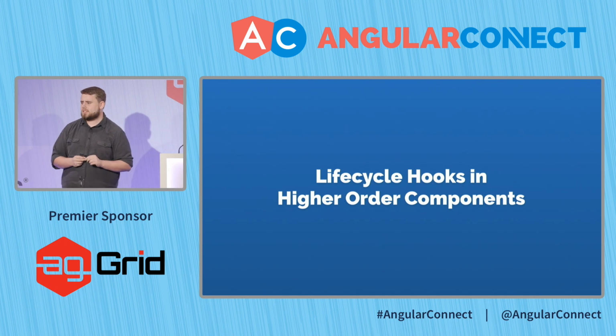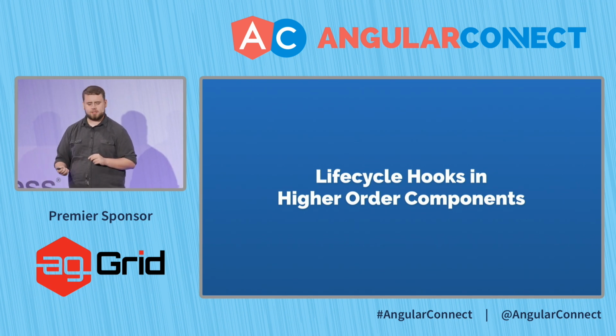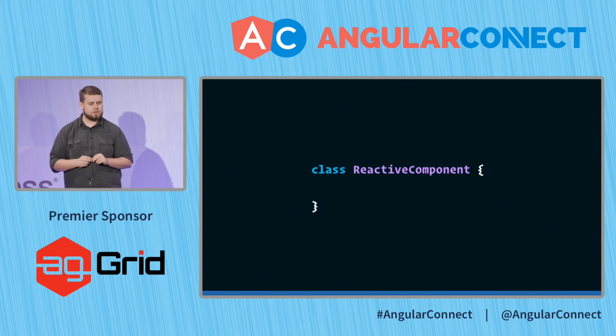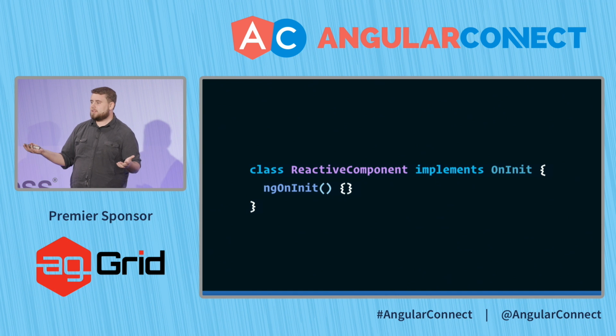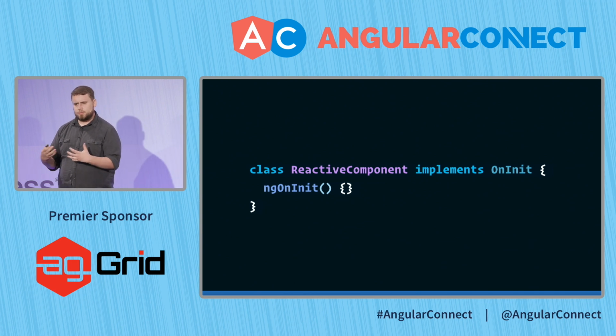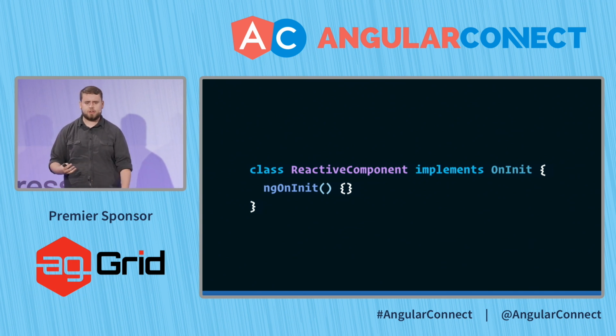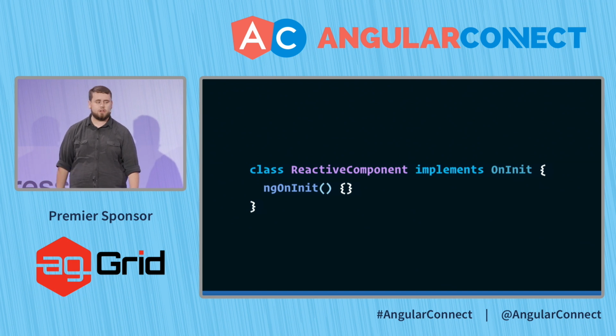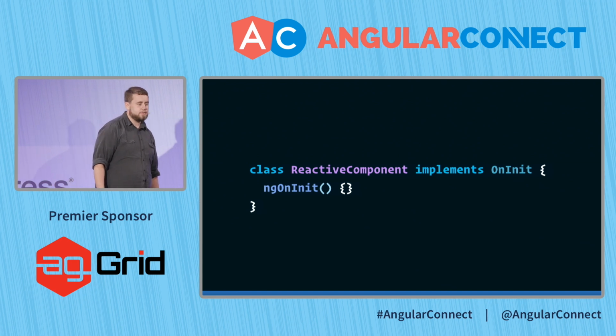How do we do this? How can a higher order component get access to lifecycle hooks? Well, it turns out it's fairly straightforward. All we have to do is implement the lifecycle hook, and Angular will call it for us. But I don't want this in the format of a callback. I actually want to turn this into an observable so that I can compose this in my streams and offer observable lifecycle hooks to anyone using this higher order component.